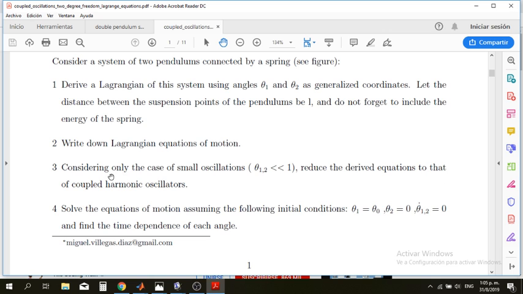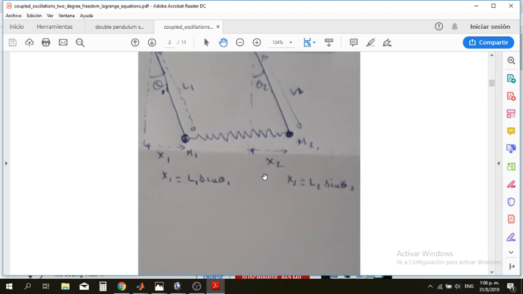After that, we are going to consider the case in which the oscillations of the pendulums are much smaller than 1. Later we are going to solve the equations of motion assuming the initial conditions theta 1 equals theta 0 at time equals 0, theta 2 equals 0, and the velocities theta 1 dot and theta 2 dot equal to 0. Let us start then.